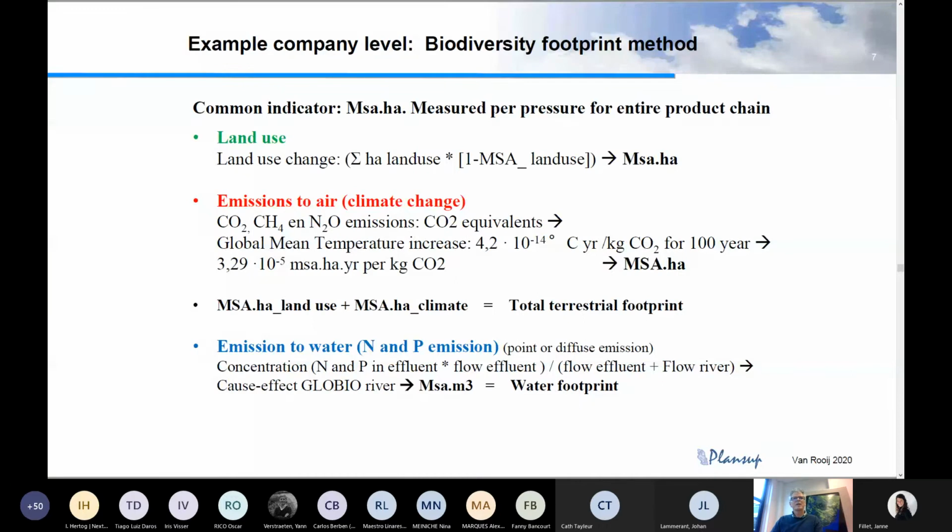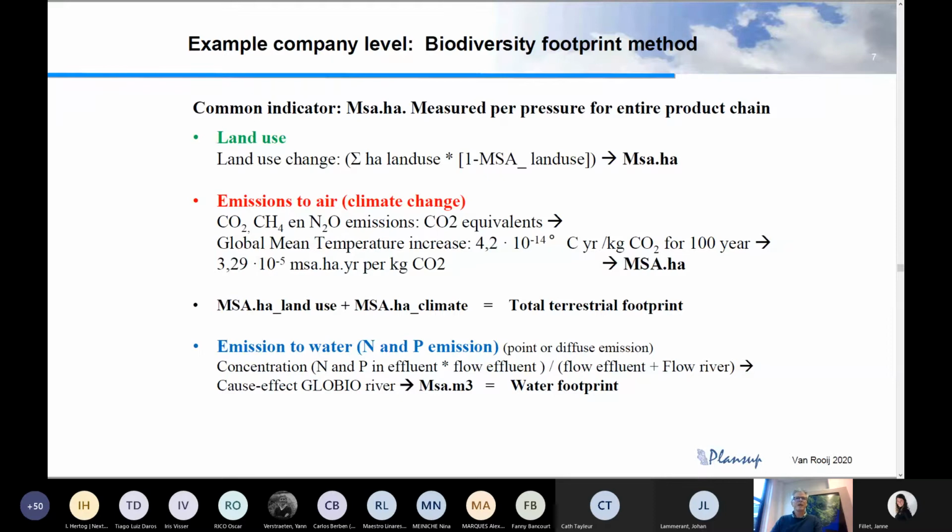So the common indicator that is used is MSA per hectare. So it's measured per pressure for an entire product chain. For land use, you can say that's the sum of the hectares of land use times the MSA which is affected. You subtract that, and then you get the MSA hectares, the impacted area.